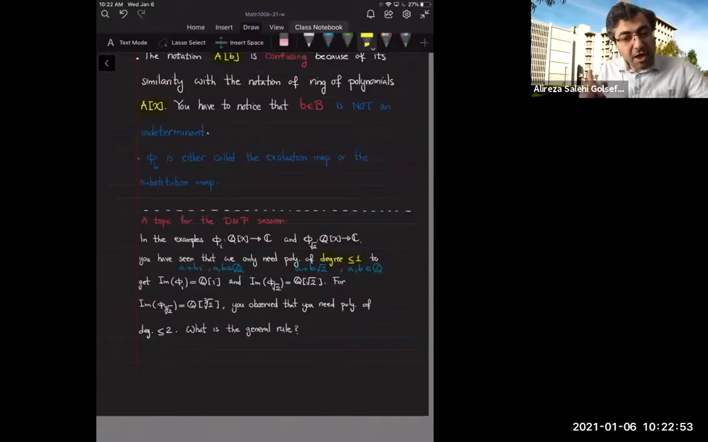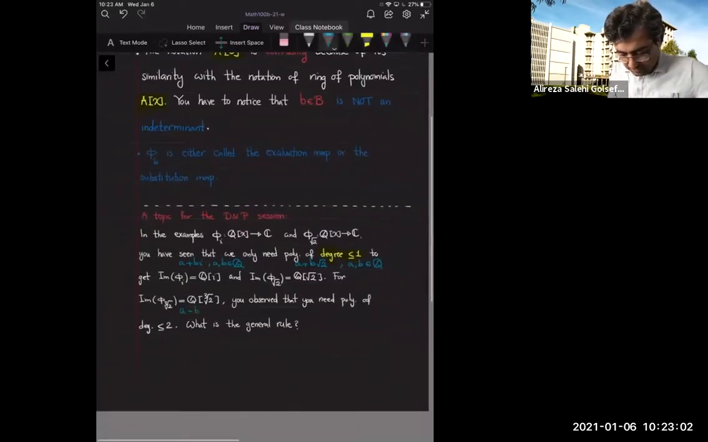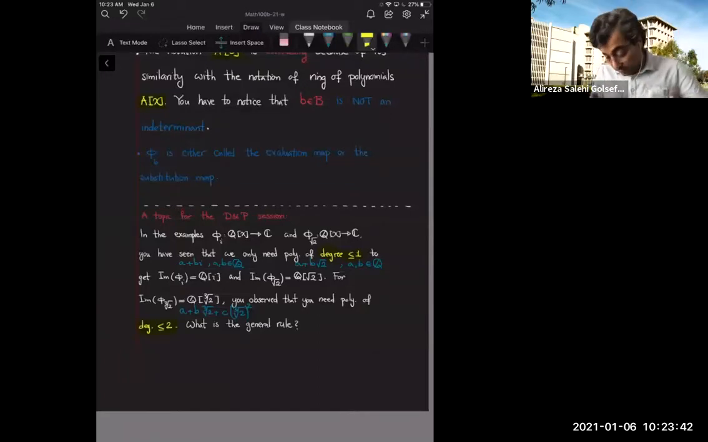For Q bracket third root of 2, you realize that we need to work with A plus B times the third root of 2 plus C times the third root of 2 squared. But we do not need to go further. So here we only need binomials that are of degree at most 2. Now, the question that I want to ask you, and I'm asking you to think about for the discussion and problem session, is what is the general rule? What do you think is the general rule for A bracket B? Do we always need all the ring of binomials, or under what circumstances can we go smaller? Can we restrict ourselves to certain degrees, and so on? So think about this question.